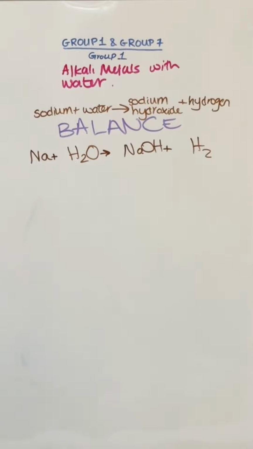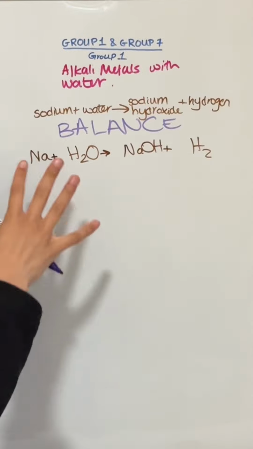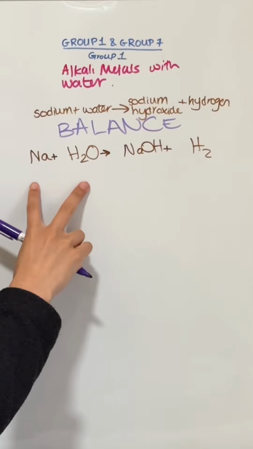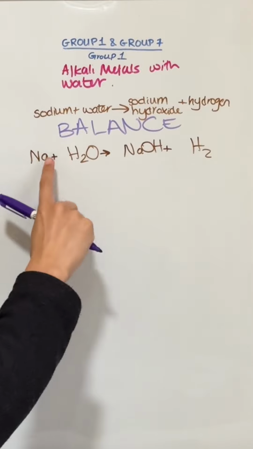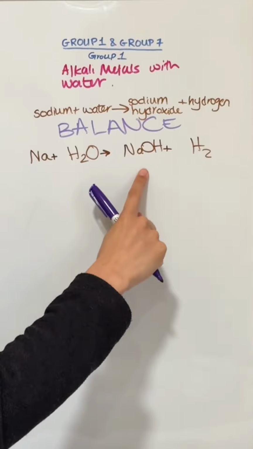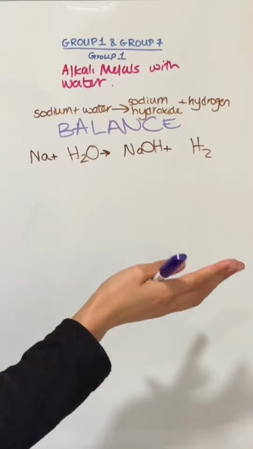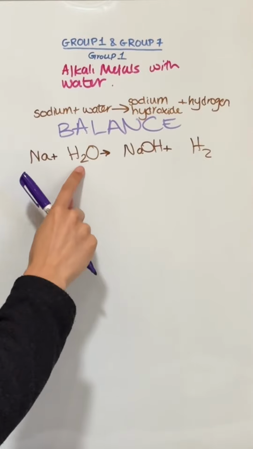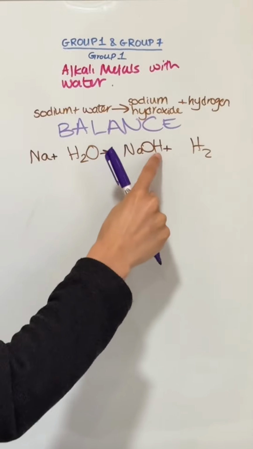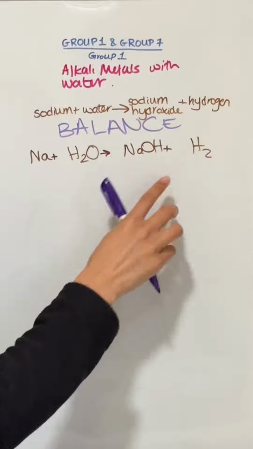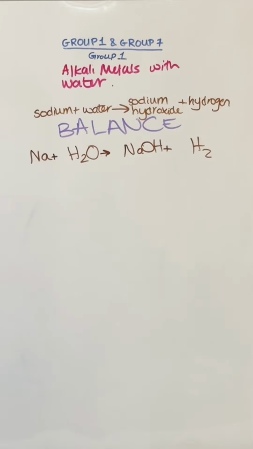Okay, so what do we mean by balance it? Everything on this side of the arrow, so the reactants, must equal everything on this side of the arrow, so the products. So I have one sodium and one sodium, so that's equal. Sodium's balanced. I have two hydrogens on this side of the arrow, but I have three hydrogens on this side of the arrow, so it's unbalanced. So I need to go ahead and balance my equation.